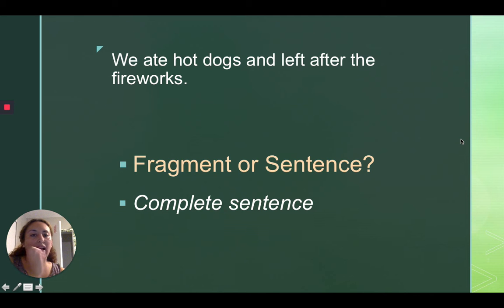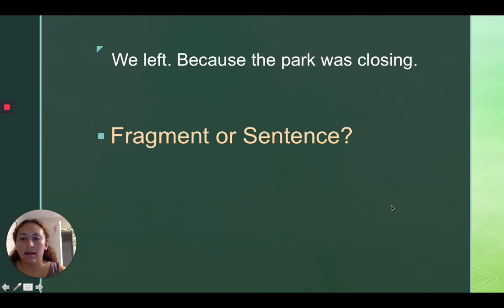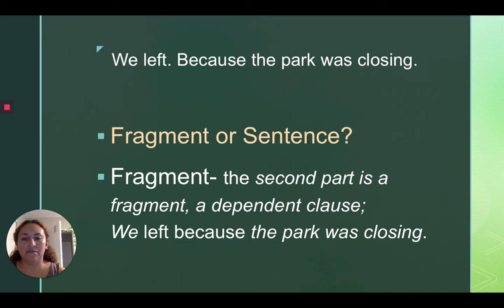We ate hot dogs and left after the fireworks. This is a complete sentence because it has a subject, we, the main verb, ate, and the predicate, ate hot dogs and left after the fireworks. Fragment or sentence? We left. Because the park was closing. You got it, fragment. The second part is a fragment, a dependent clause. We left because the park was closing. So we should not have two separate sentences here because the second is not a complete sentence. It needs to be connected to the first statement.